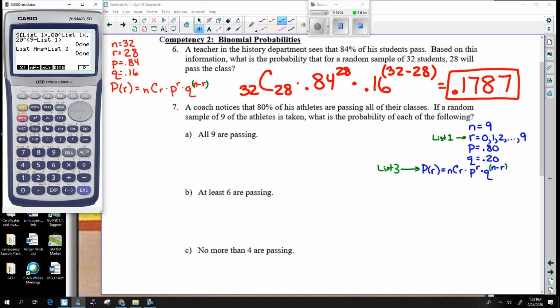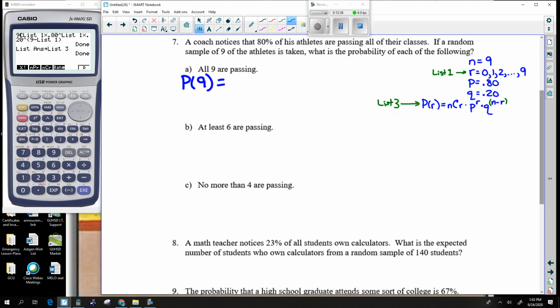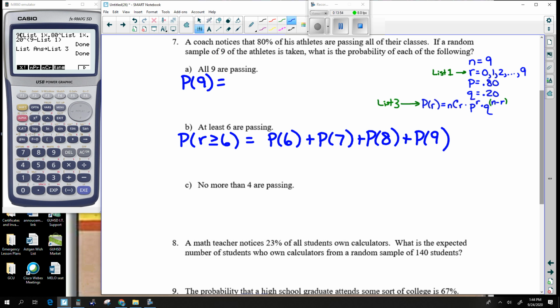Okay, now let's see what the problems are that I have to solve. First one is, what is the probability that all 9? So that's the probability of 9, straight up. At least 6. Probability of at least 6. So that is greater than or equal to 6. So that is 6, 7, 8, and 9. That's a big problem, but I think that's probably going to be the easiest way to do it. No more than 4.